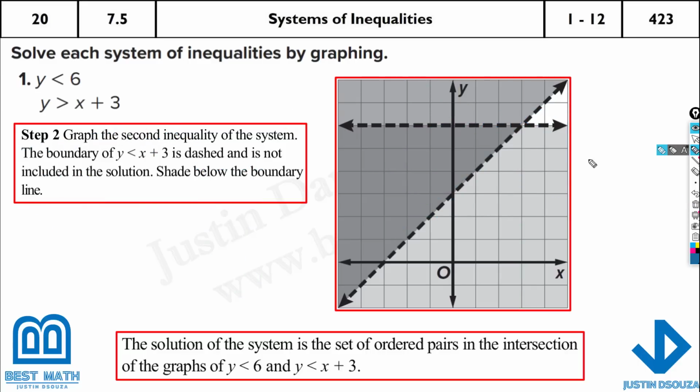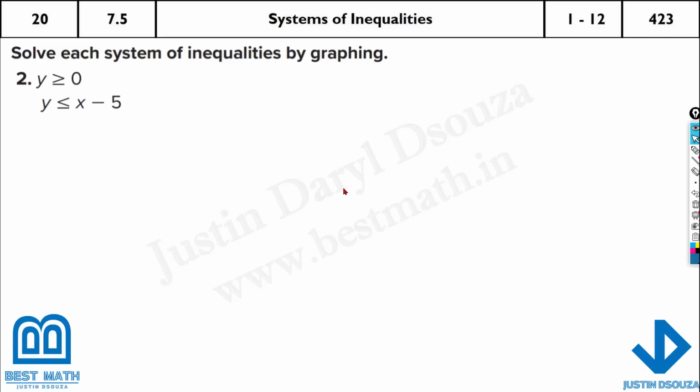Now, what is the solution region? All the region which is up above and below, that means this region is the final solution region, which is overlapping from both the equations. So that is the answer. It's just about graphing, so you just write this. This is the solution region. Wherever the ordered pairs are in the intersection of the graph. Intersection means whichever overlap between this. Similarly, all the other problems can be tried.